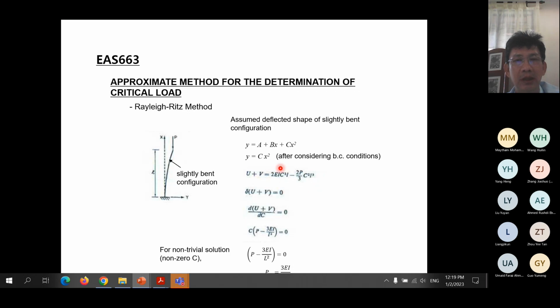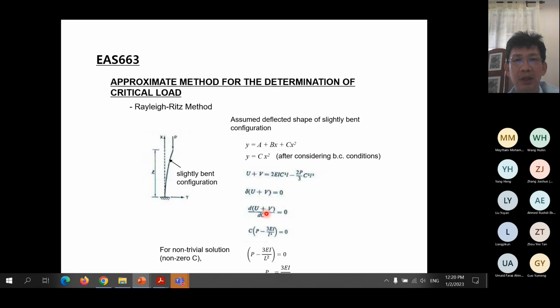In these equations, we see that the C, which is unknown here, appears, as well as the P. This is the P critical that we want to obtain. This is where we apply the principle of stationary potential energy, which is that the variation of potential energy must be zero at the positions of equilibrium. This means, the same thing as what we have seen in 661, that we differentiate the total potential energy with respect to the unknown degrees of freedom, and it must be equal to zero. There's only one unknown here, so we have only one equation. If there are two unknowns, then we have two equations that you need to solve.